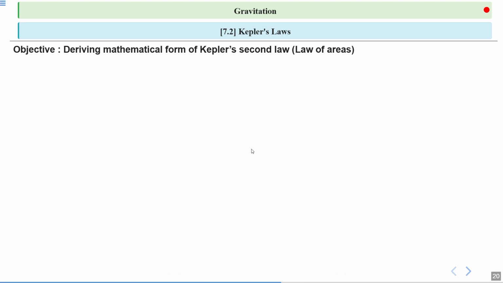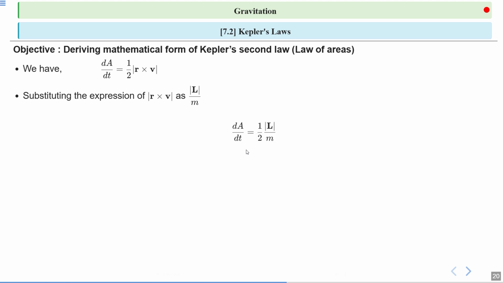Now we have dA upon dt is equal to 1 by 2 the magnitude of r cross v. Here r is the position vector and v is the velocity vector. So we substitute the expression for the magnitude of the cross product, r cross v, with the magnitude of L by m. Here L represents the angular momentum and m is the mass of the object. So the equation is dA upon dt is equal to 1 by 2 into the magnitude of L by m.